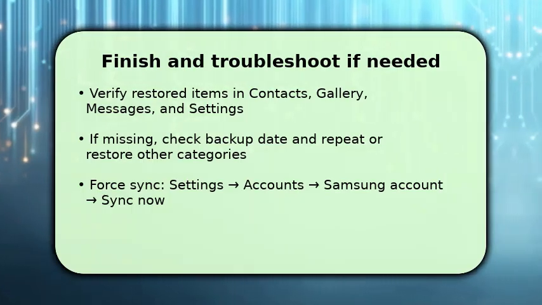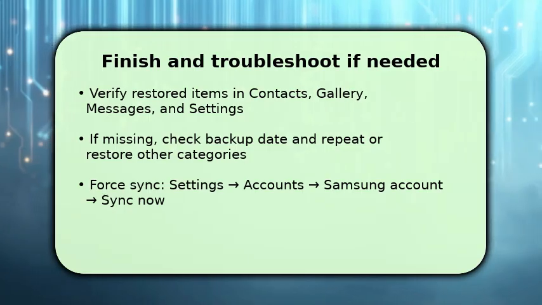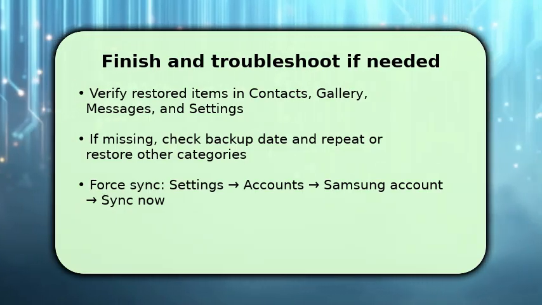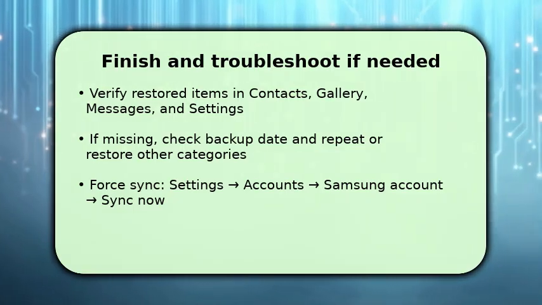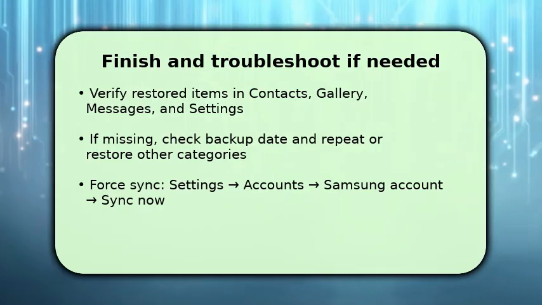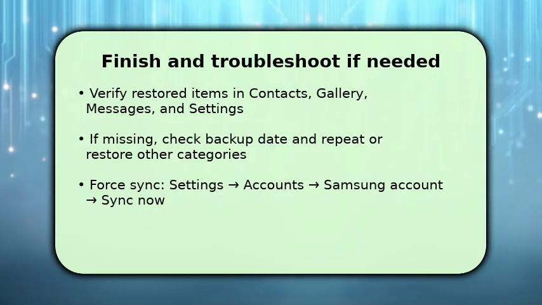If items are missing, make sure you pick the correct backup date and retry restoring only the missing categories so you avoid re-downloading everything. If syncing stalls, force a sync. Go to Settings, Accounts, Samsung Account, and Sync now. This forces cloud-to-device reconciliation and usually resolves partial.